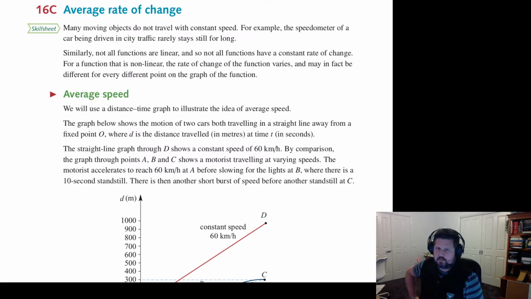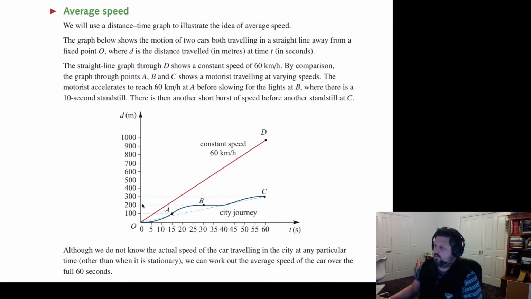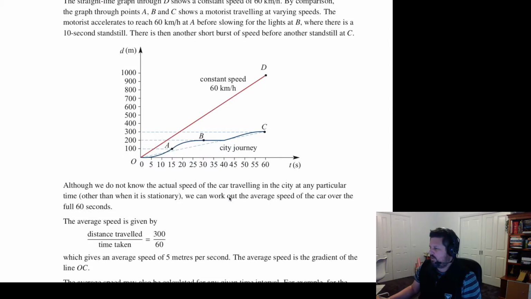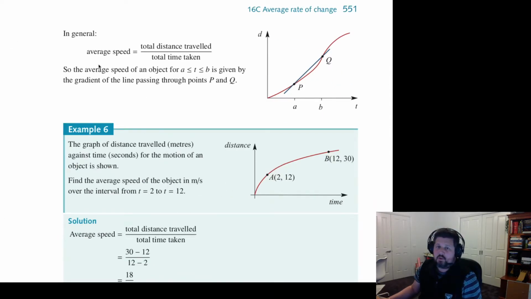So first thing we need to talk about is average speed and how we would go about working this out in this particular exercise. Essentially, regardless of what speed you're going, you can get an average speed over a complete journey, and there is a formula that we're going to use for that. In general, to work out the average speed, it's the total distance traveled divided by the total time taken.